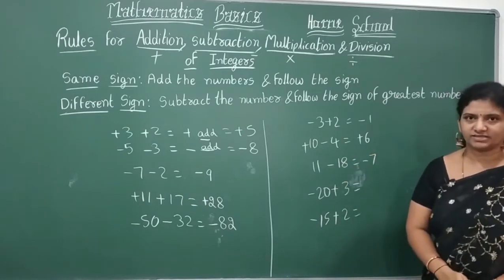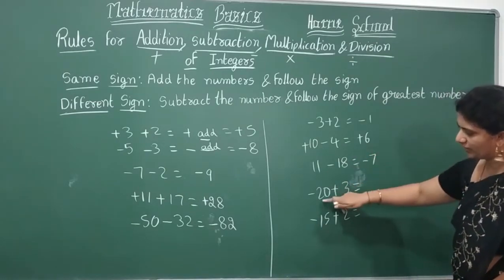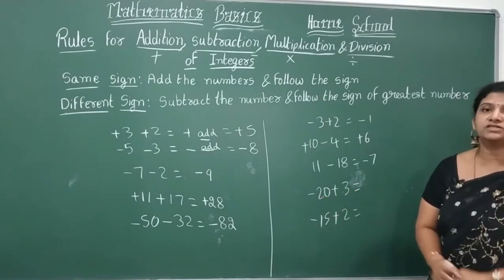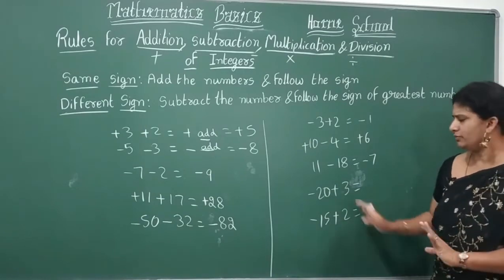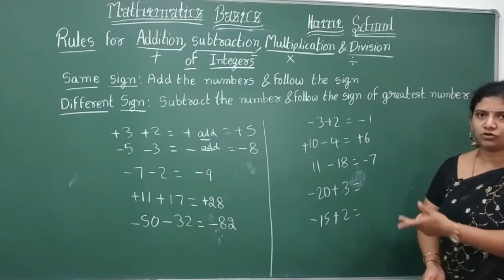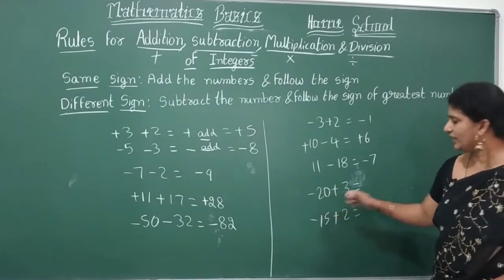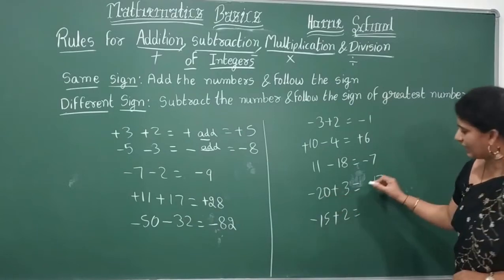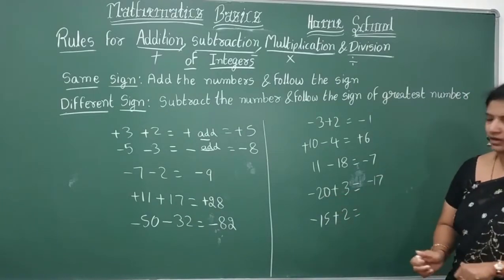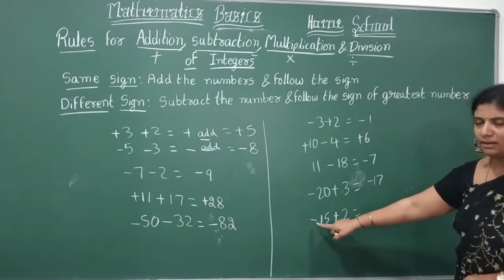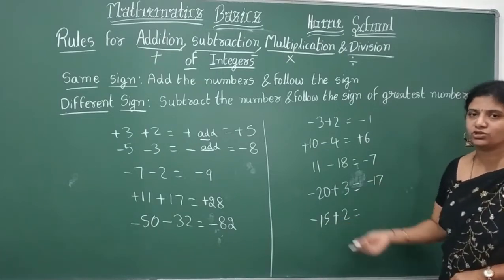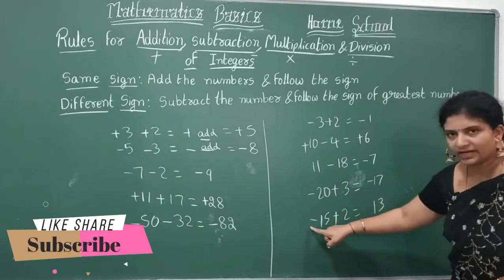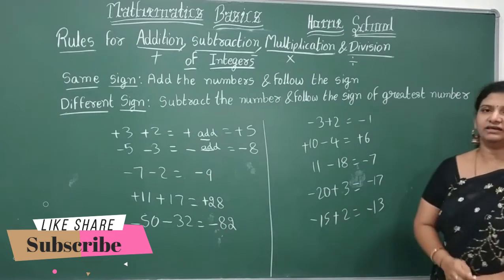What sign did the greatest number have? Minus. Take the minus sign. Similarly, here, minus 20 plus 3, what do we need to do? First, you do the subtraction. Don't bother about the sign. We already know that both the signs are different. So 20 minus 3 will be 17. Followed by the greatest number's sign, which means minus. Okay. So now the next number here, children. Minus 15 plus 2. First you do the subtraction. 15 minus 2 will be 13. Followed by the greatest number's sign, which means minus.